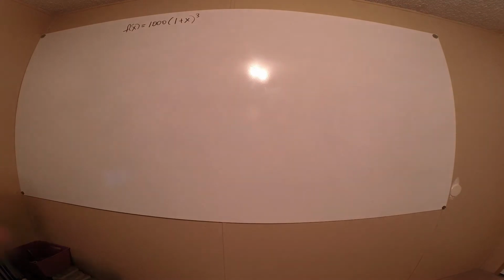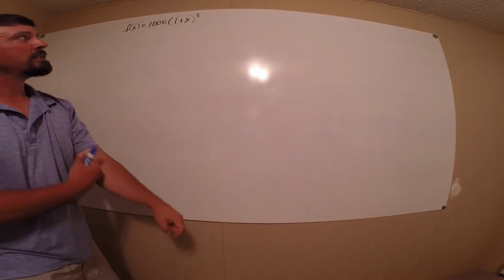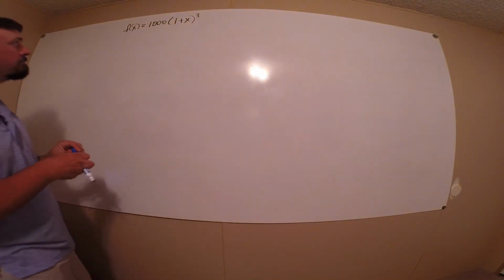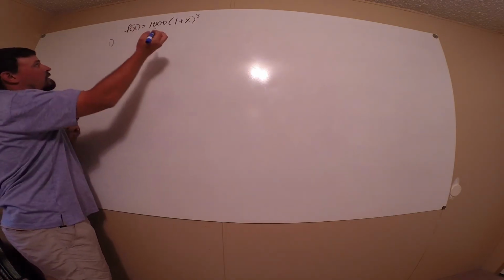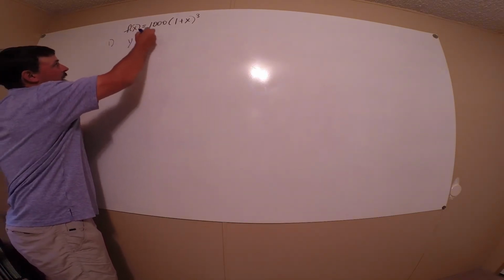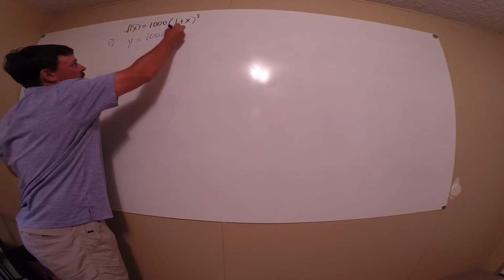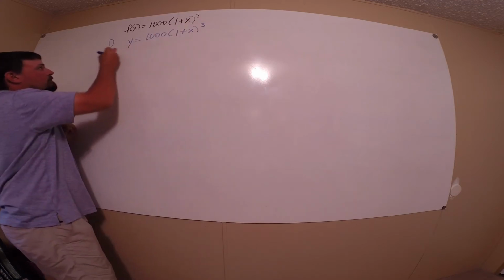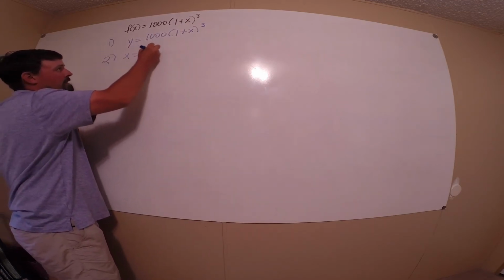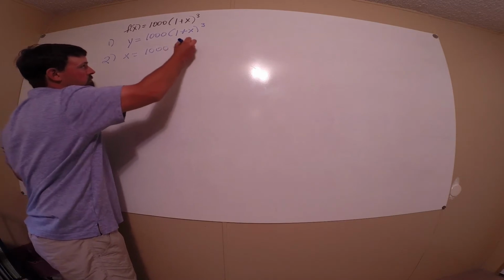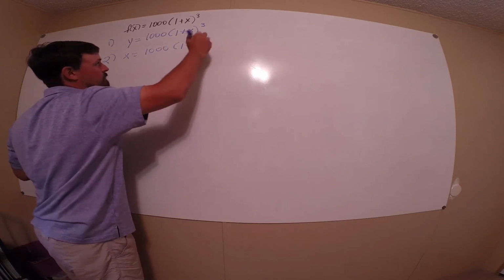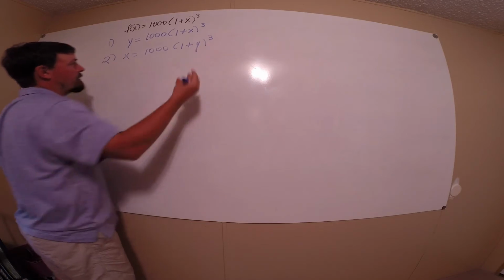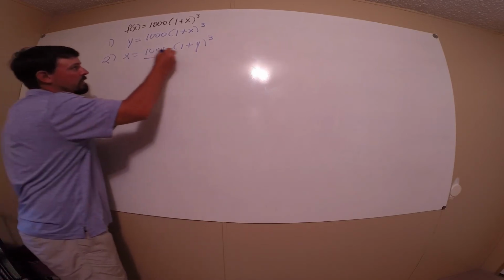So, let's work on part A. We've got our function here. We've got 1,000 times 1 plus X to the third. Let's find the inverse function. Step 1, replace f of X with Y. Step 2, I'm going to switch my X's and my Y's. Make that X of Y. Now we're going to solve for that Y. That's the first thing we need to do.